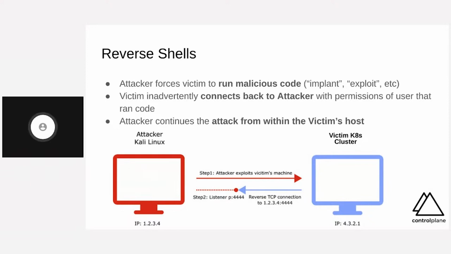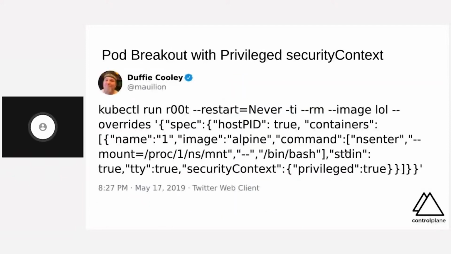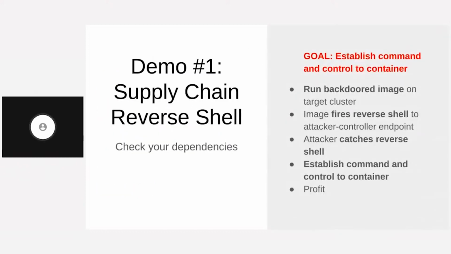So it's the same things we saw before, but the important thing here is in rouge, the payload triggering reverse shell and the attacker with an open port. What we will run to demonstrate this is the ultimate one-liner, which turns on privilege and also host process namespace, which means that we're basically running a process on the host and we can break out of a misconfigured container this way. After this, we'll demo breaking out with the kernel exploits. So we will run a backdoored image, fire this reverse shell, catch the same reverse shell, and that will give us command and control, I hope.